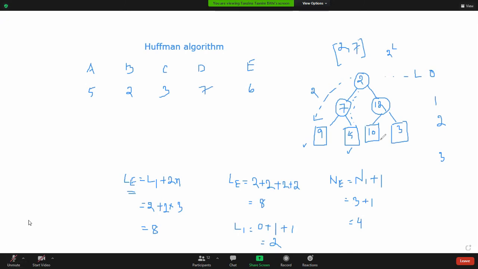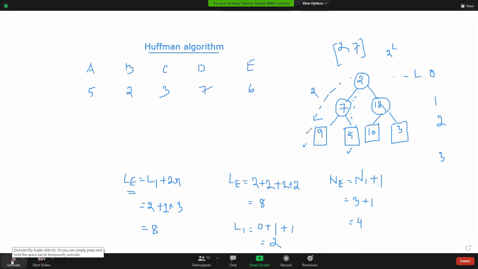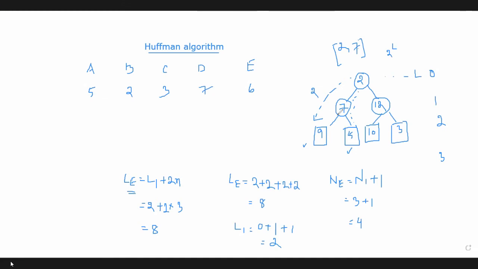Okay, so now the next one is weighted path length, because we are going to use that concept in the Huffman algorithm. So what is weighted path length? We know what path length is: how many edges are there between the source node and the destination node? That is the path length. And now this edge can contain some weights.